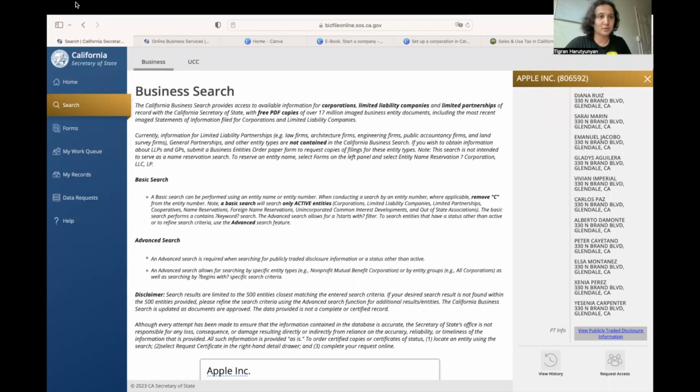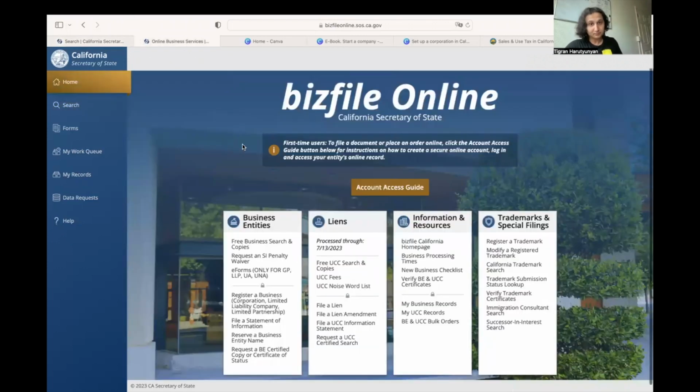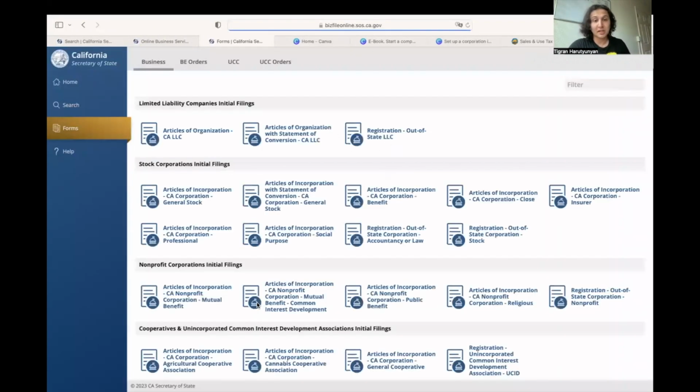Now let's jump on to the registration process itself. So you don't want to file a lawsuit against Apple anyway. It's just, I mean, if someone wants to. All right. So the website is bizfileonline.sos.ca.gov. You will have to register. After you register, you'll go to register a business corporation or LLC or a limited partnership. Don't confuse limited partnership with general partnership.